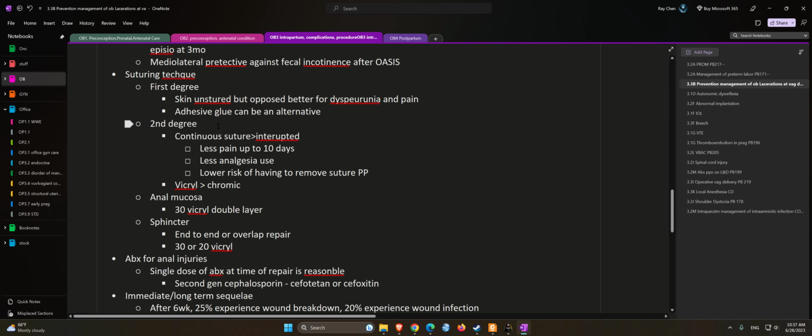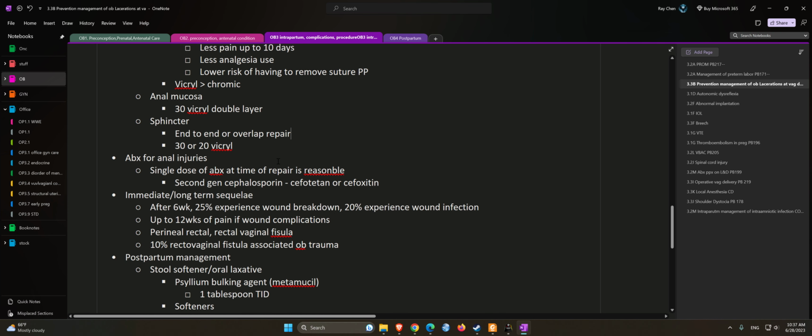Second degree: continuous suture is better than interrupted. There's less pain at 10 days, less analgesia use, and lower risk of having to remove the suture postpartum. Vicryl is better than Chromic. For anal mucosa, 3-0 Vicryl double layer. For the sphincter, end-to-end or overlap repair is okay. Either use 3-0 or 2-0 Vicryl.